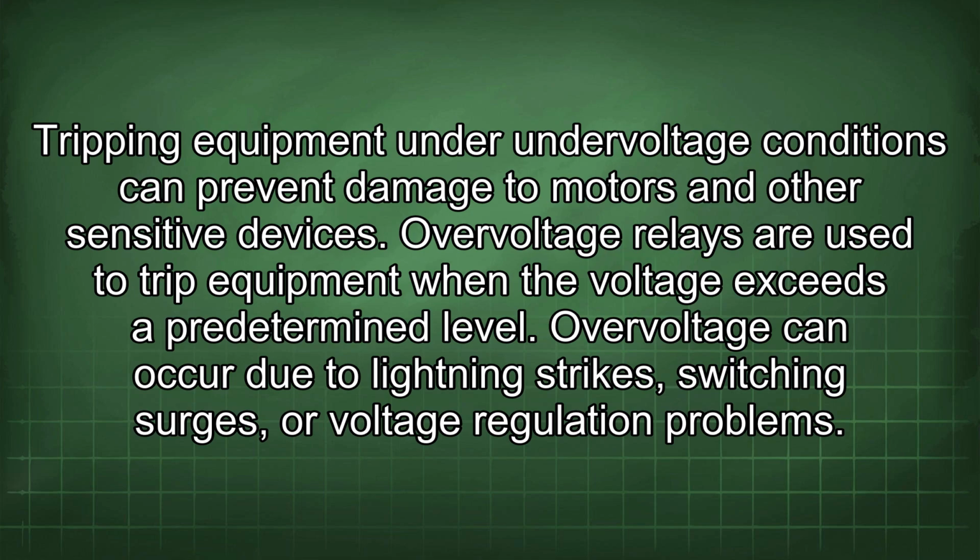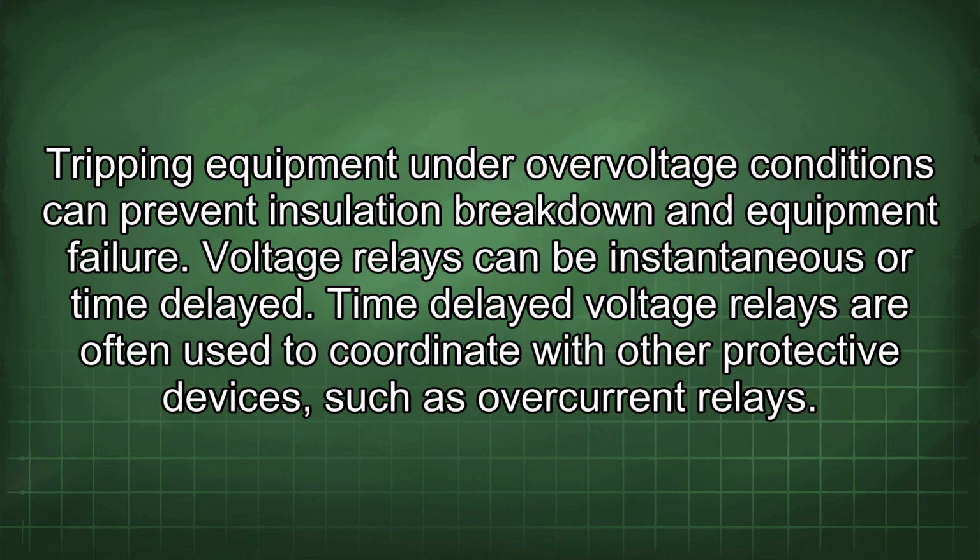Overvoltage relays are used to trip equipment when the voltage exceeds a predetermined level. Overvoltage can occur due to lightning strikes, switching surges, or voltage regulation problems. Tripping equipment under overvoltage conditions can prevent insulation breakdown and equipment failure. Voltage relays can be instantaneous or time-delayed. Time-delayed voltage relays are often used to coordinate with other protective devices, such as overcurrent relays.